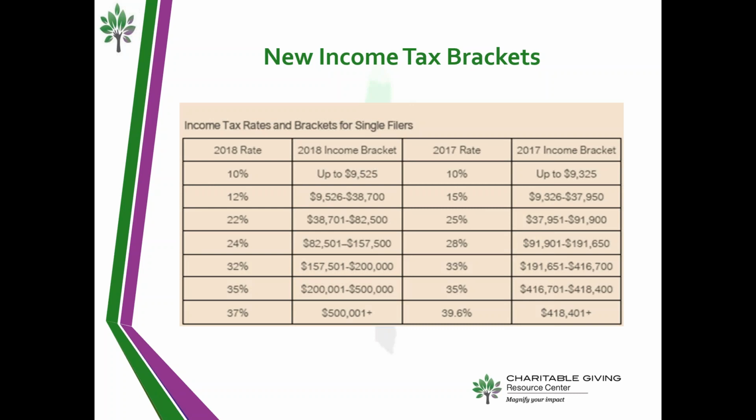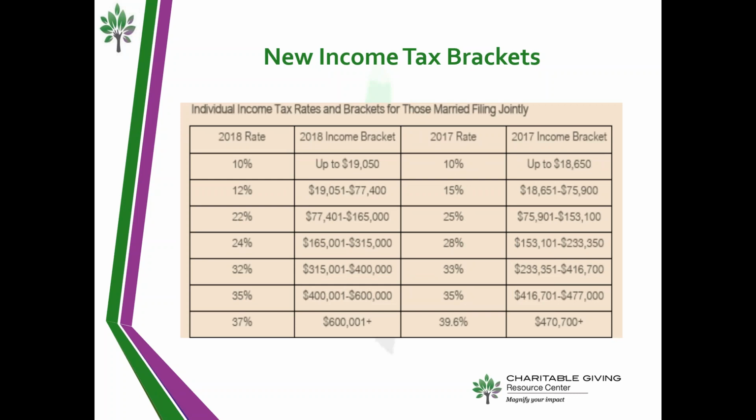You can see that the rates are down, and particularly that 33% bracket, which was 191 to 416, is now 157 to 200. And then that next 35% bracket really got widened. So it goes up to 500,000 instead of 418,000. Then above 500,000, you're going to be in the 37% top bracket as opposed to the old 39.6.